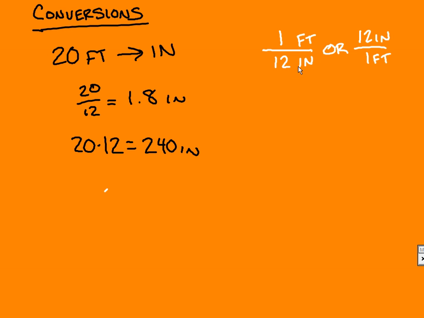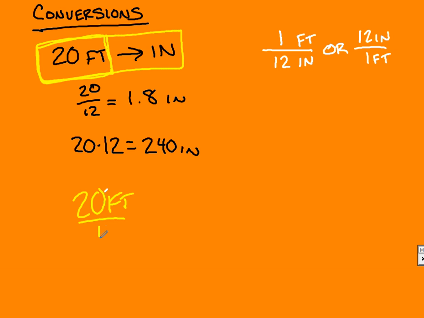1 foot is the same as 12 inches. 12 inches is the same as 1 foot. And what you always should do when you're doing these conversion tables, always start with what you know. So this part right here, 20 feet. I'm going to start with 20 feet. Okay? I'm going to make it into a little fraction.